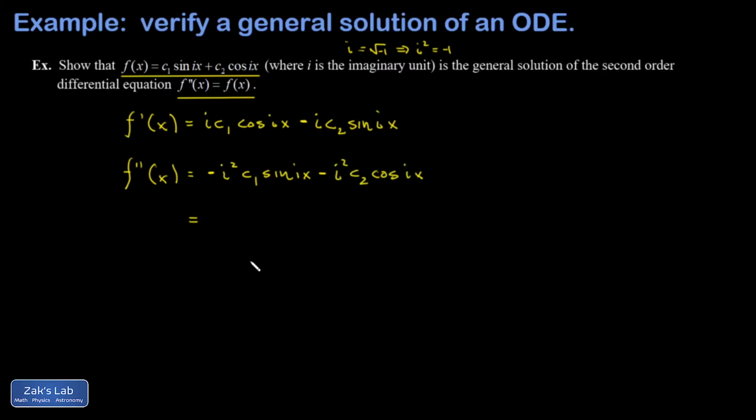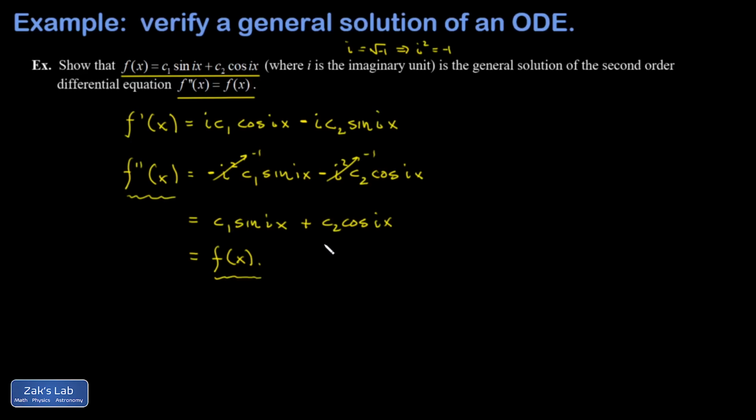And then I realize that i squared is just -1 because i is the imaginary unit. So I end up with -1 or a +1 times c1 sine ix. And the same thing happens in the second term. I end up with a positive c2 cosine ix. And then I realize I'm just looking at my original function f of x. So that concludes the proof that f double prime of x is equal to f of x.